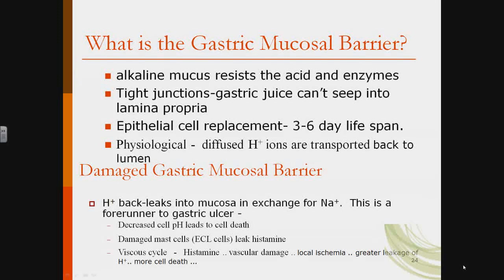Histamine leads to more of an inflammatory response, which can lead to more vascular damage in the submucosa. Lack of blood flow leads to local ischemia, leads to more leakage of cells and their contents, leads to more acid, leads to more leakage of histamine, and more cell death, and repeat and repeat. Next thing you know, you've got a bleeding ulcer.